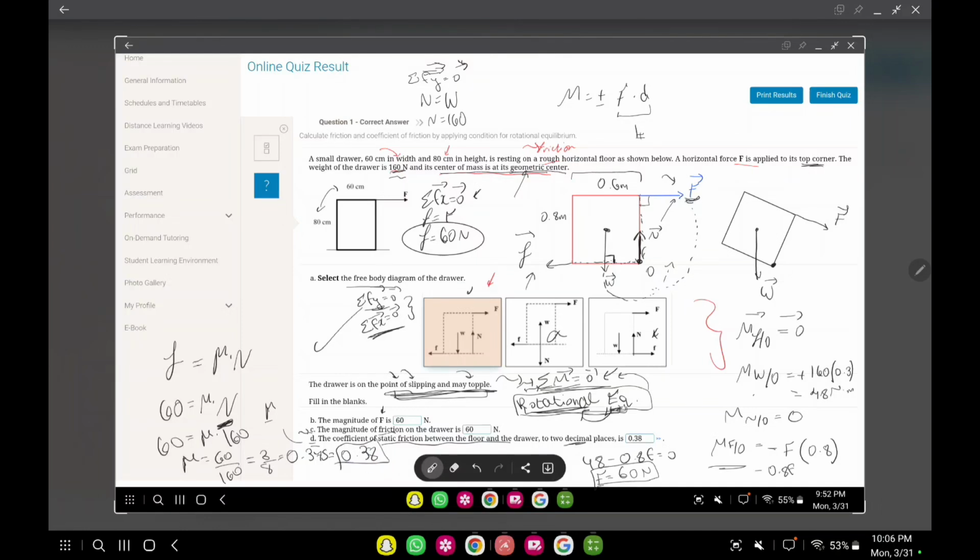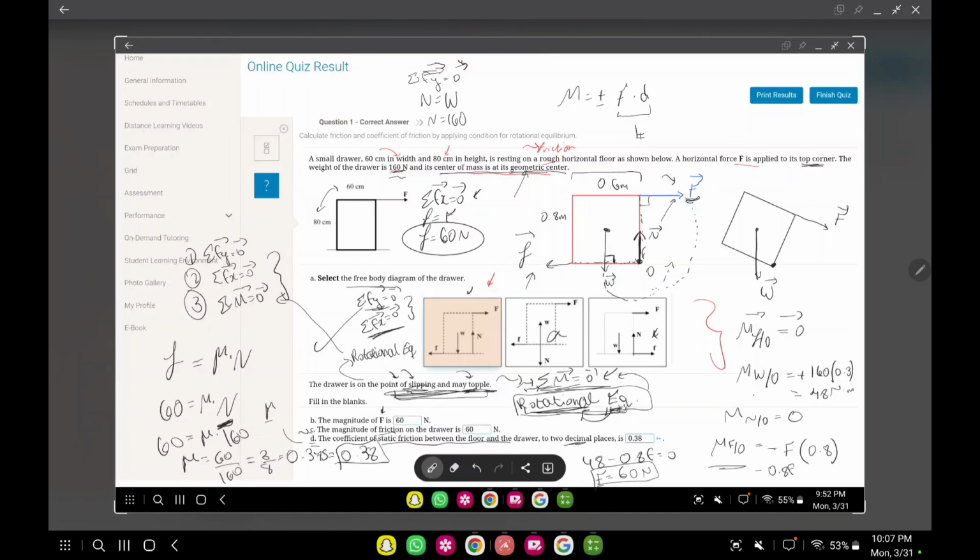That's it. That's a lot of talking, but to summarize, and I want to say it one last time, when you see something that says it's on the point of slipping and it may topple, that means you're working with rotational equilibrium. And rotational equilibrium means you have 3 things. Normal equilibrium means you have 2 things, and that's sigma Fy equals 0 and sigma Fx equals 0. But when you added the word rotational, what does rotation mean? It means moment. So that means also sigma M equals 0.